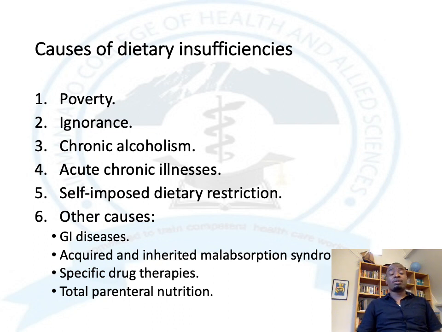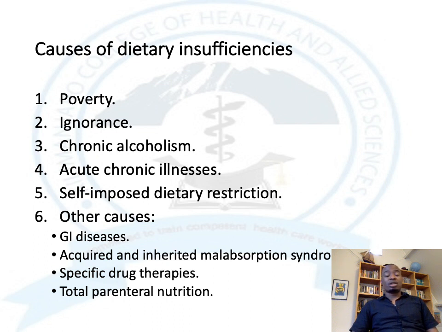Chronic alcoholism. People are taking too much alcohol. Most of them forget eating, and some of the consequences of alcohol also go to the vitamins. They end up not having enough of some of the vitamins which are important for the body. Acute or chronic illness may also cause problems, because people who are sick, either acutely or chronically, may end up not having a good appetite and not eating enough.